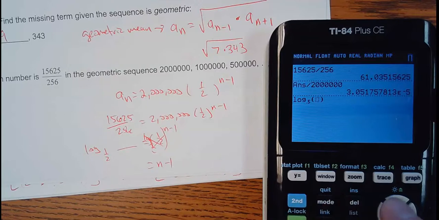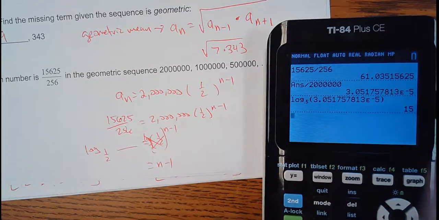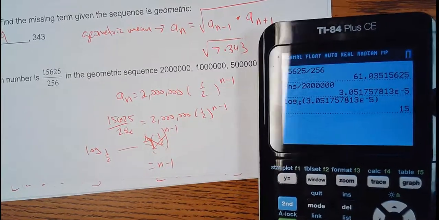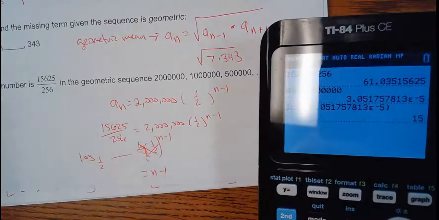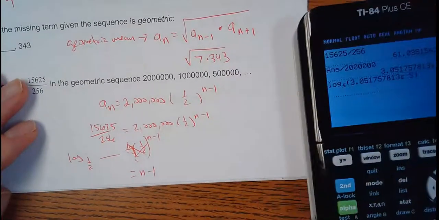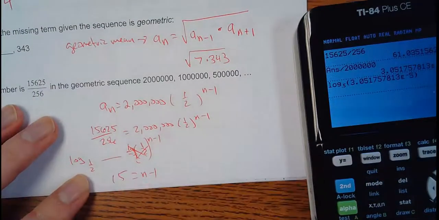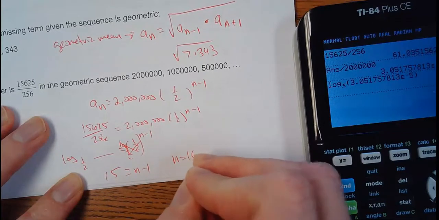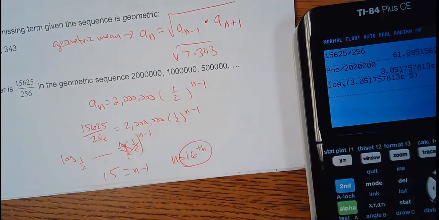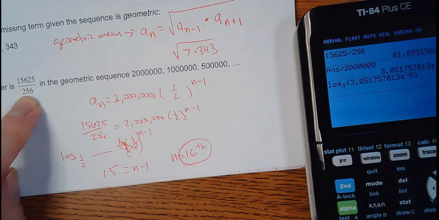And then that answer, it equals, that's 15. How many of you thought that that was going to come out to be a nice, neat whole number? I didn't when I typed it in. I kind of did because I wrote the question. But so 15 equals n minus 1. That means n equals 16. It's a 16th term. Okay, so this is a 16th term in that sequence.